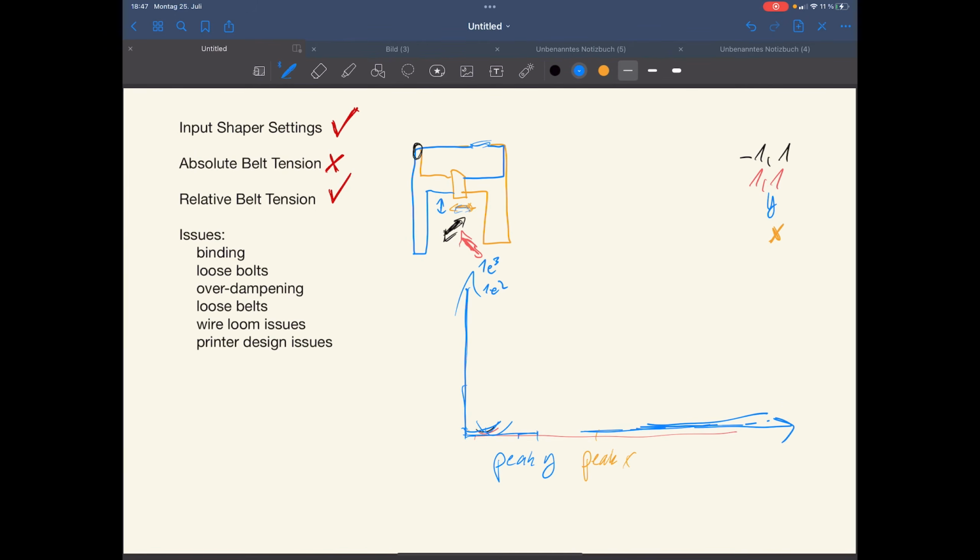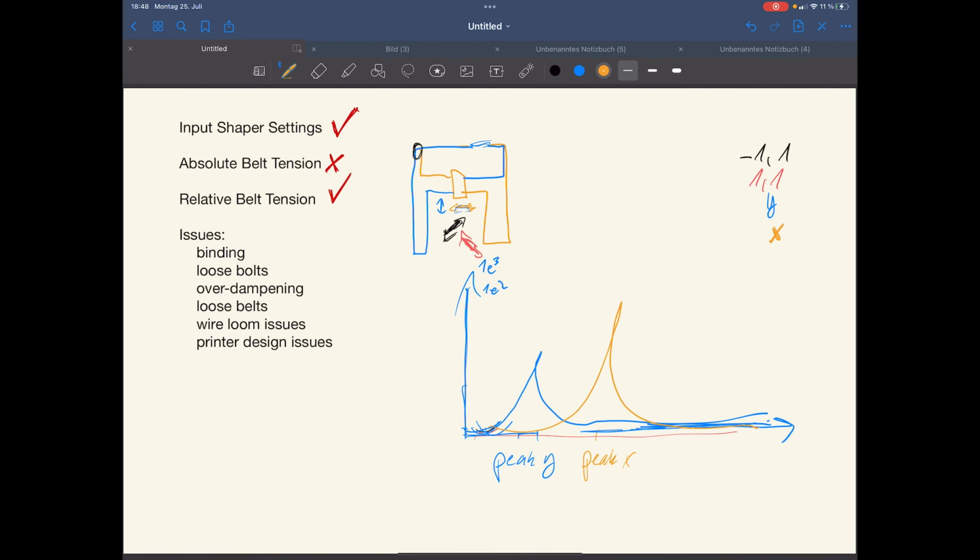Now, how does overdampening look? Overdampening is a really interesting thing, because mostly if we are overdampening, we are dampening the y-axis more. So we get most of the time something like, there are two indicators. Indicator one is, as we said before, the y-axis has a lower peak than the x-axis.